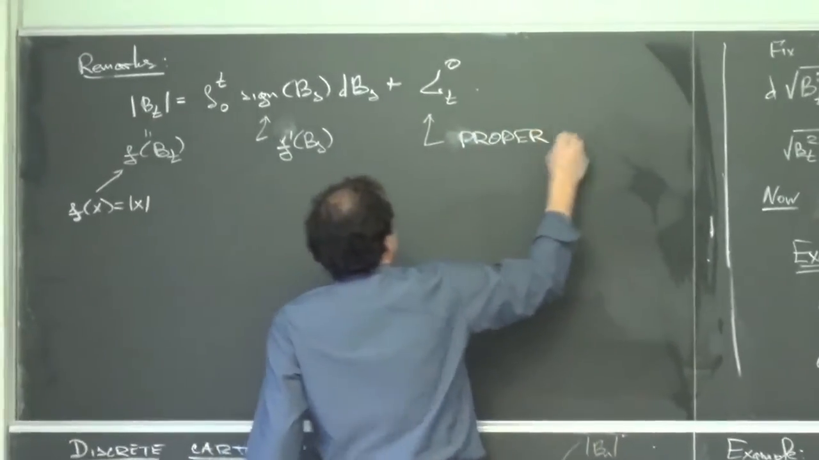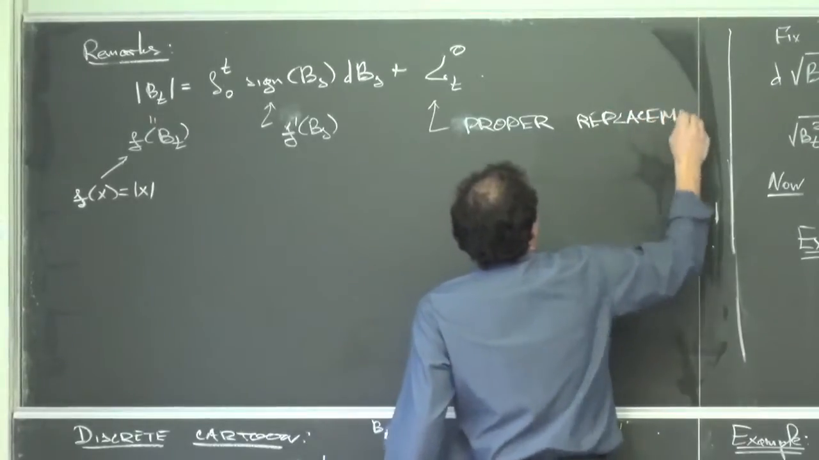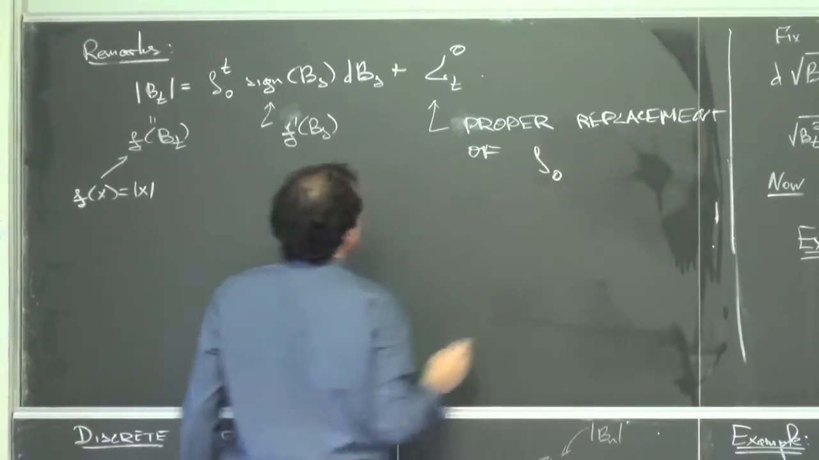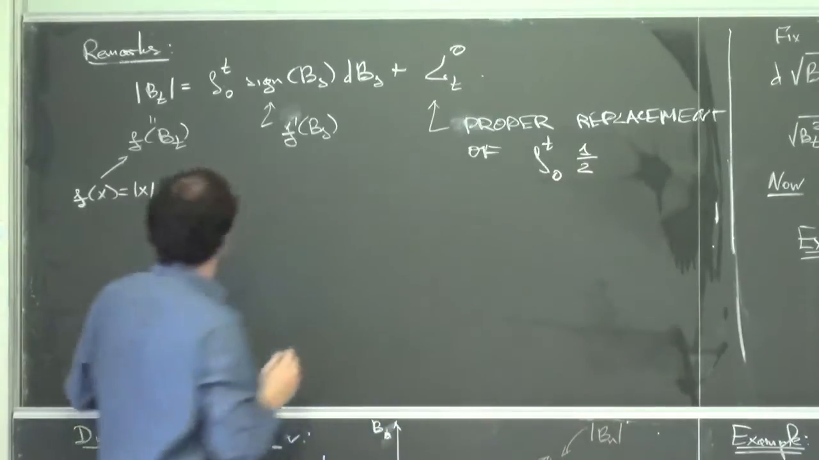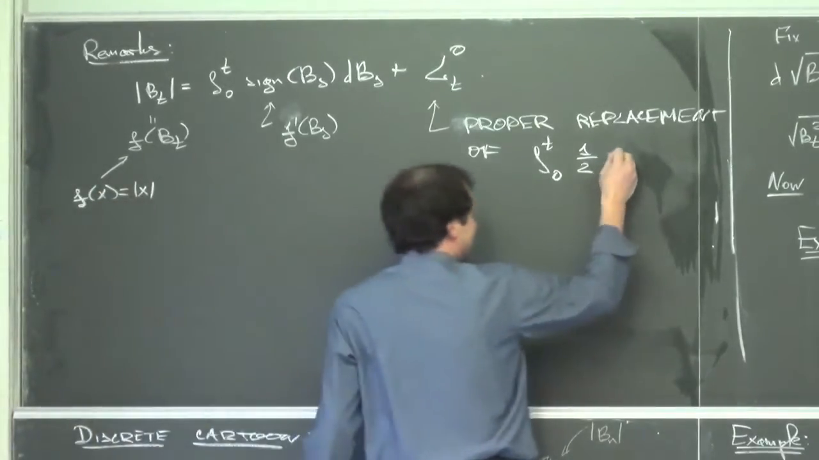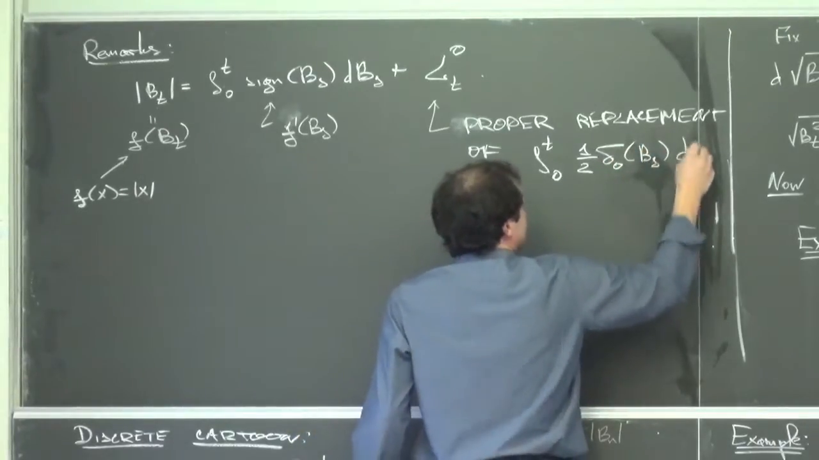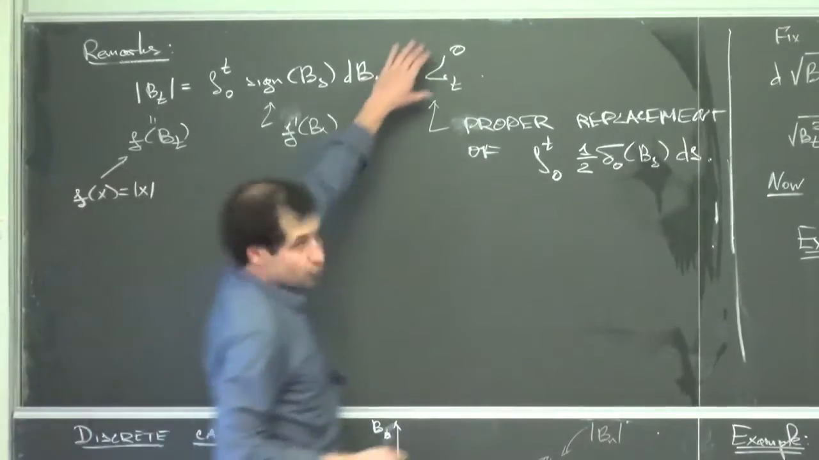A replacement of what? Of the term which was 1/2 times the second derivative. What is the second derivative? The second derivative is a delta function. That will not be s. Okay. Now it's well defined.